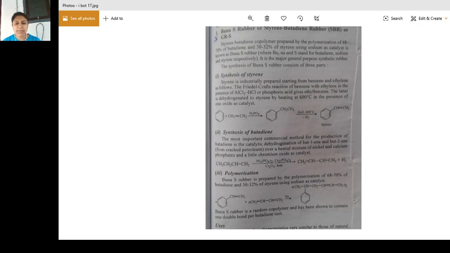The next process is the polymerization of these two molecules. One monomer is styrene and another is butadiene. In presence of sodium, when it polymerizes, the side chain of the styrene molecule reacts with 1,3-butadiene and the extension of the side chain occurs, forming Buna S rubber. Bu stands for butadiene, Na for sodium and S for styrene. So it is known as butadiene rubber, Buna S or SBR.